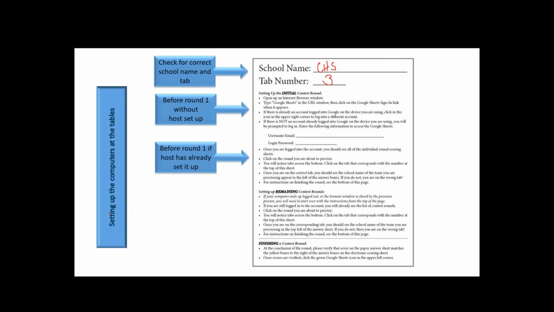You'll notice tabs across the bottom, and you'll click on that tab that corresponds with the number at the top of this sheet. So if you're proctoring Carmel High School and their tab number is 3, you go to tab number 3 at the bottom of the page and click on that, and that is the page that you will be using for the competition.